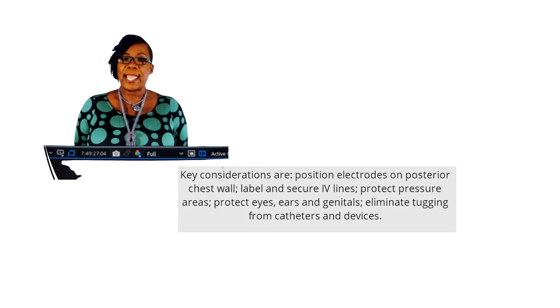Such as, one, you don't need a doctor to tell you to put the electrodes on the posterior wall. That's best practice. Label and secure your IV lines, because you want to make sure that the patient's not laying on the IV lines. You want to protect your pressure areas. You want to protect your eyes, ears, genitals, and eliminate tugging. Make sure your lines are free.